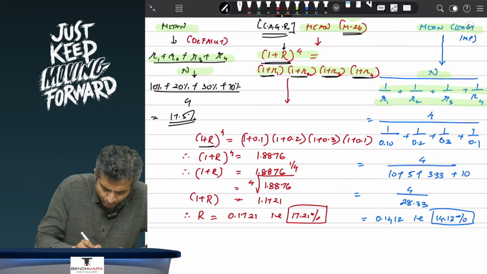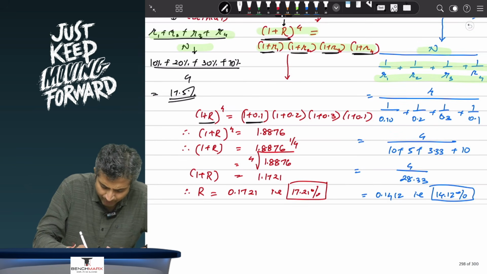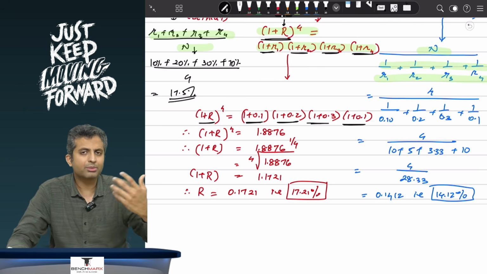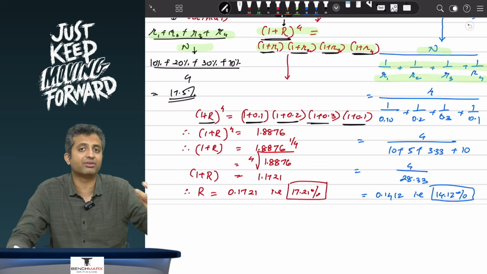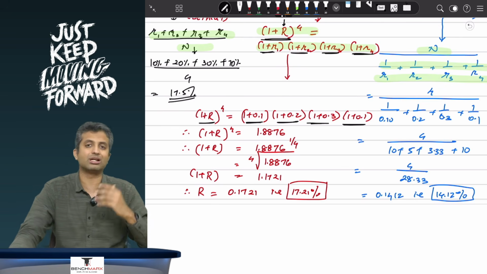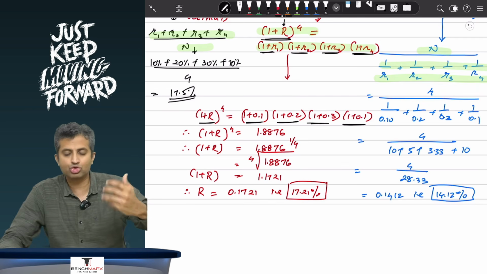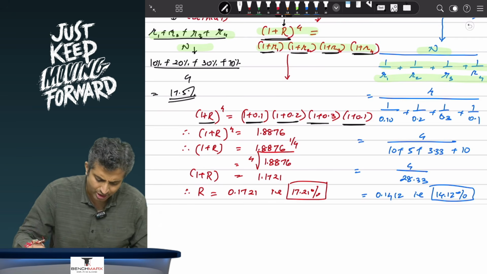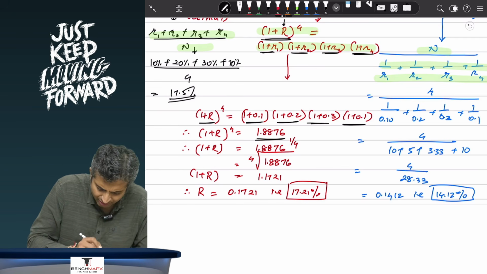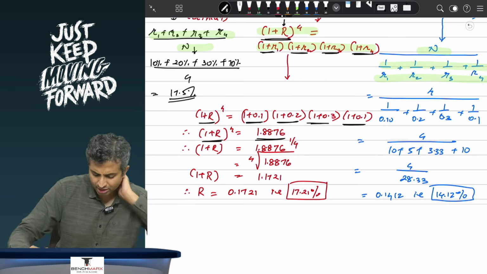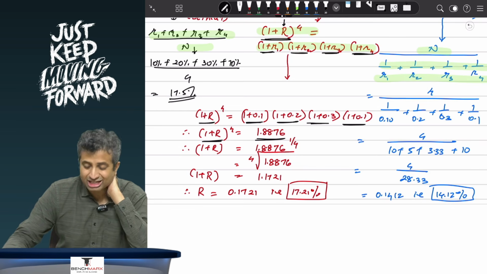So this will be 1 plus 0.1 into 1 plus 0.2 into 1 plus 0.3 into 1 plus 0.1. Arithmetic mean is good for calculating averages. Arithmetic mean in a way looks at the simple base, geometric mean looks at the compounded average return. So over here you are multiplying, so you'll get 1.8876. This equals 1 plus R raised to 4. And you will take the 4th root. Well, this you can take directly on your calculator.